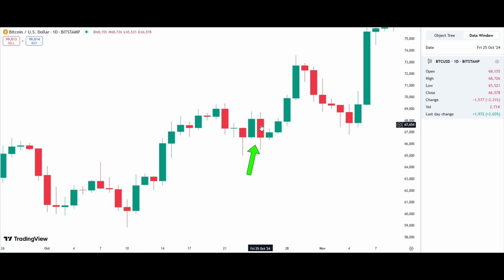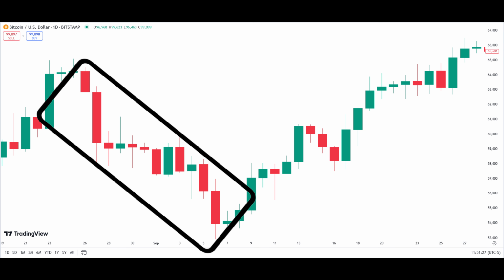If you want to understand how to read the candle and the wicks, place your mouse over a candlestick. When you use TradingView, you will see all of the information over to the right. You will see what it closed at, and in this case, 66,578. You'll also see what it opened at, which in this case, 68,155. You'll also see what the wicks show, which in this case, the low was 65,521, and the high of the wick was 68,726.